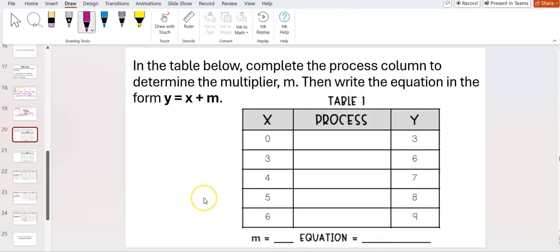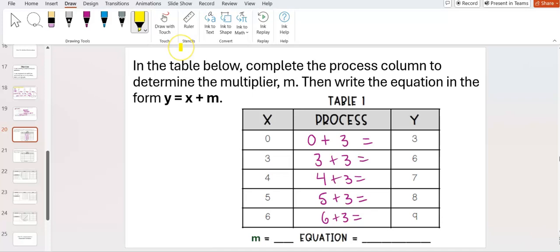So let's try it in a table. Okay, in the table we're going to say, okay, 0 plus what makes 3? Well, that's 3. Okay, does 3 plus 3 make 6? Yes. 4 plus 3 makes 7? Absolutely. 5 plus 3 make 8? 6 plus 3 make 9? Yep. So that means our m is plus 3.